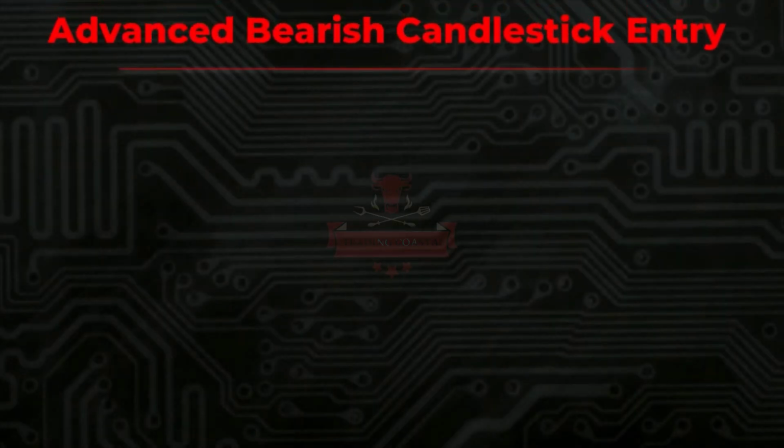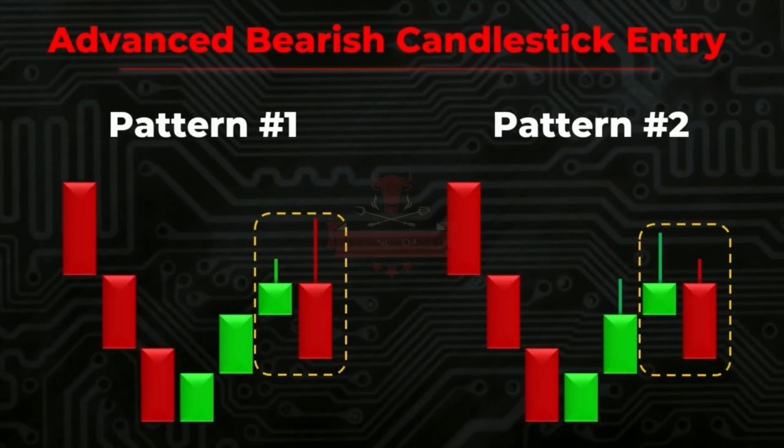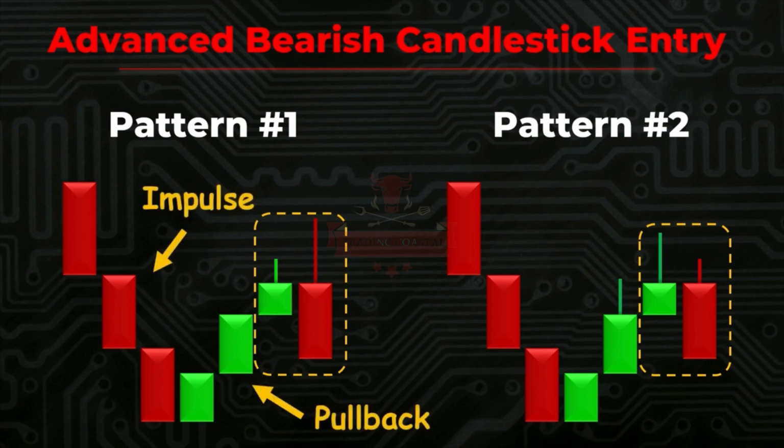In entry number 1, we have a bearish market. We have this impulsive move followed by a pullback. So, in this setup, we want to see an engulfing candle with a color change and a bigger body that creates our swing low.